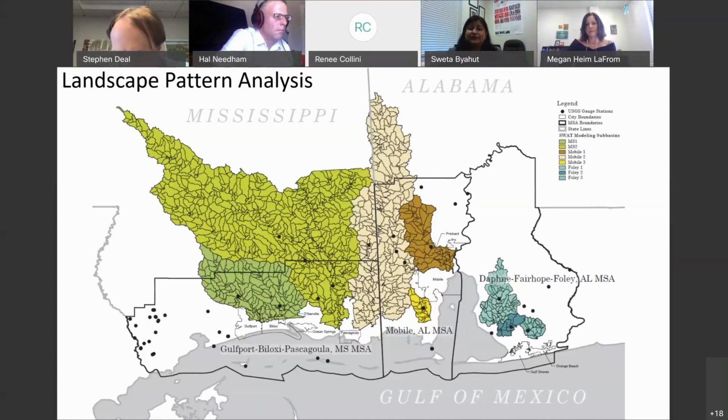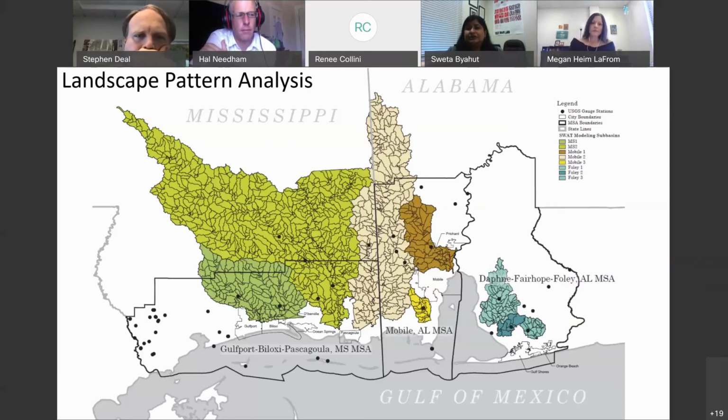For this portion of the work, we examined a much wider region, which is about 1,290 subbasins, so a pretty large region in both states. We divided this region into 8 watersheds or subgroups, as shown in this map. We have the Daphne, Fairhope, Foley area and the Mobile area, which are divided into 3 watersheds each. And then we have the Mississippi region, which is divided into 2 watersheds, which are pretty large. One of them is really large.